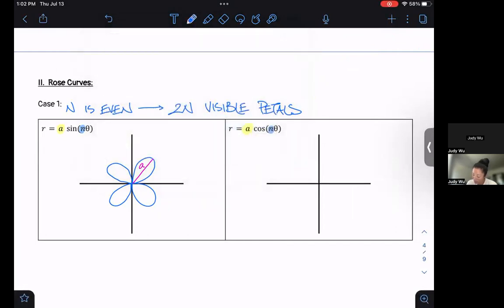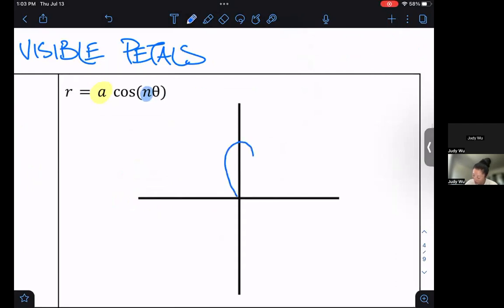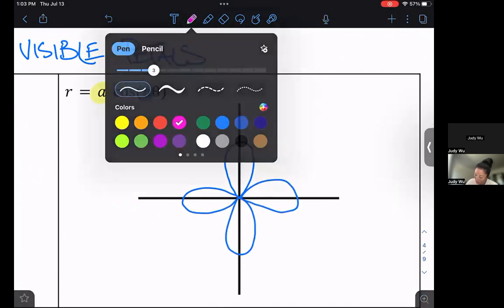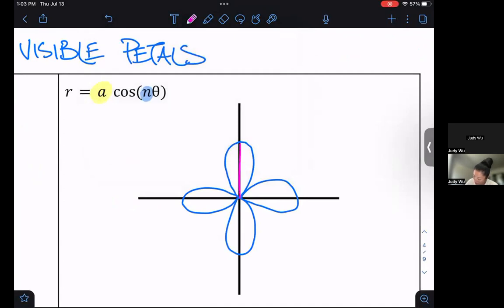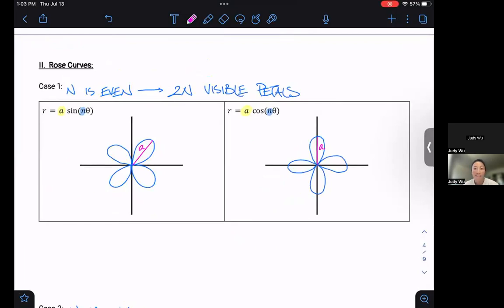Now, if we draw the same thing over here, except for our cosine one, we should get 1, 2, 3, 4. And this distance is our A. So if we think about all of these, we've got 4 petals when n is 2. And again, we could draw more for the larger n. But let's take a look at what happens when n is odd.